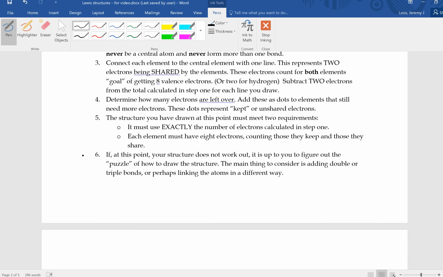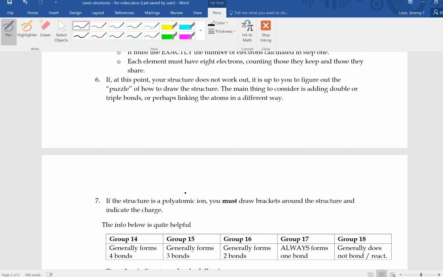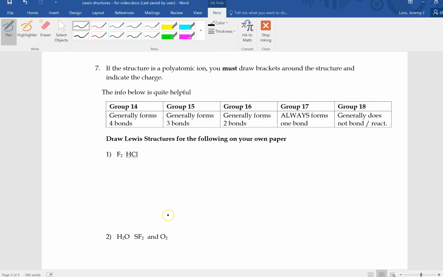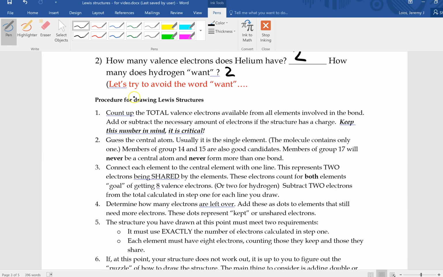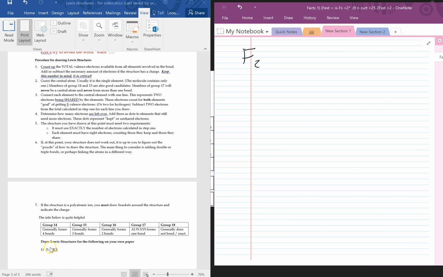Now, down at the bottom of the page in your workbook pages, I have separated out these steps listed, and we're going to use them to draw some Lewis structures. The first one we're going to draw is F2. So let's go up to step 1: count the total number of valence electrons.